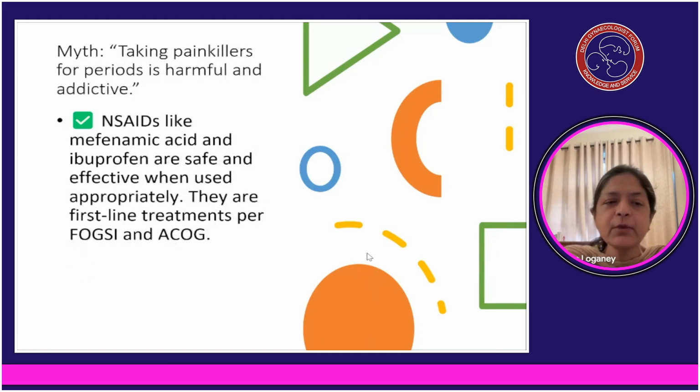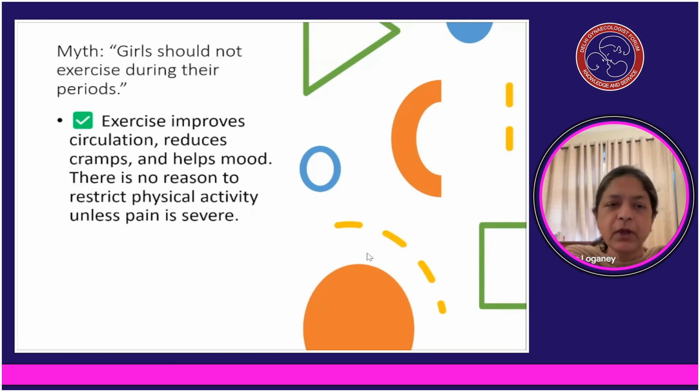Next. Taking painkillers for periods is harmful and addictive. This is what usually the mothers say. So they are not very happy to give any kind of medicine. So we should tell them that the painkillers like mefenamic acid and ibuprofen are safe, effective when used appropriately. They are first-line treatments as per all guidelines.